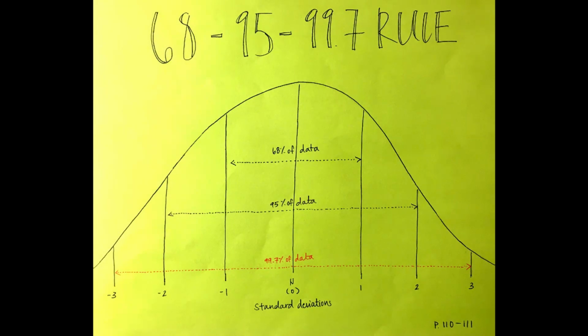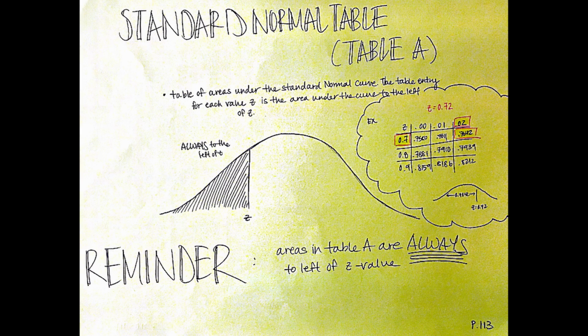All normal distributions follow the 68-95-99.7 rule, which states that 68% of observations fall within 1 standard deviation of the mean, 95% of observations fall within 2 standard deviations of the mean, and 99.7% of observations fall within 3 standard deviations of the mean. All normal distributions are the same when standardized, so we can use one table to find the areas under a standard normal curve. The standard normal table, also known as Table A, gives the areas to the left of a z-score under a standard normal curve.